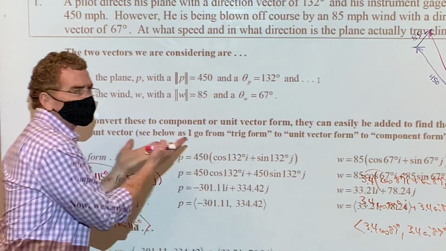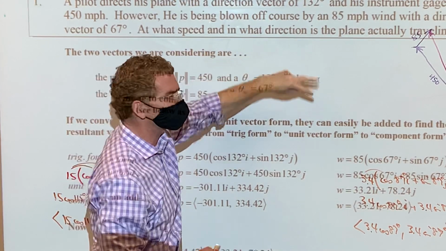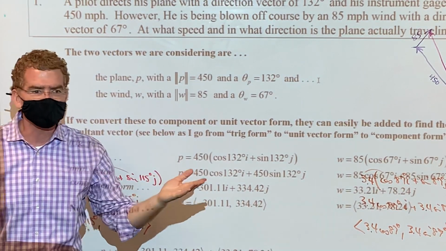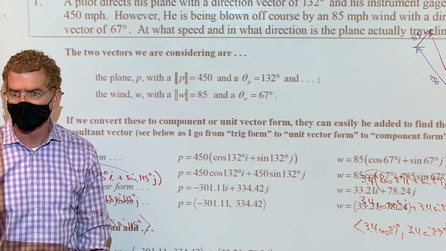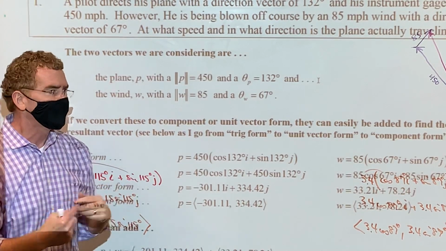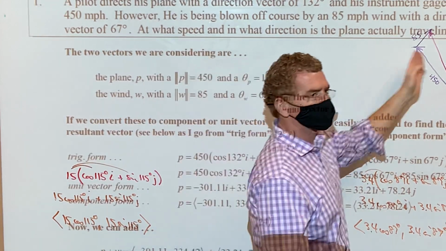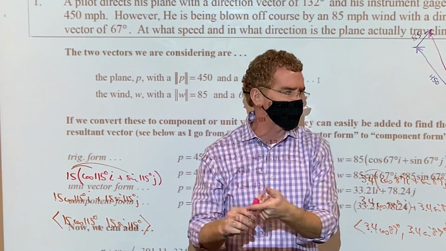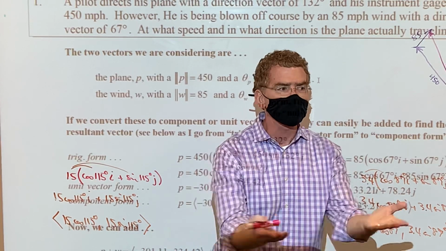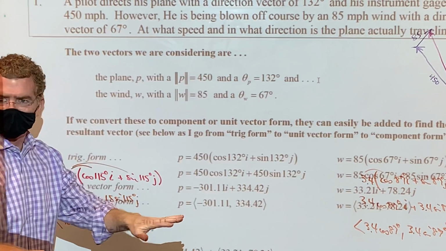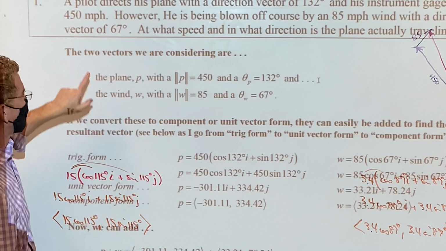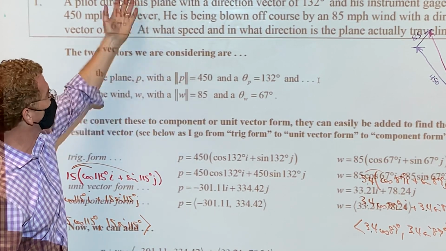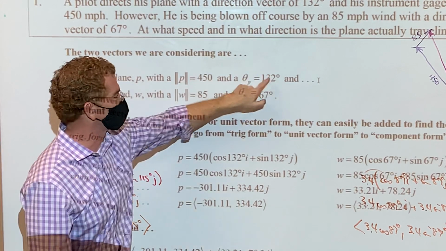So if I can just turn these two purple vectors into component form, or maybe unit vector form, then it's easy to add them together, right? And when I add the two together, I get the result. And then once I get the result, I can take that component and go backwards and find the magnitude and the direction. So here would be my process. Am I making sense? Okay, so here's my process. The plane vector, I'm going to call it P. The magnitude of P, they gave it to me 450, and they gave me the direction angle.